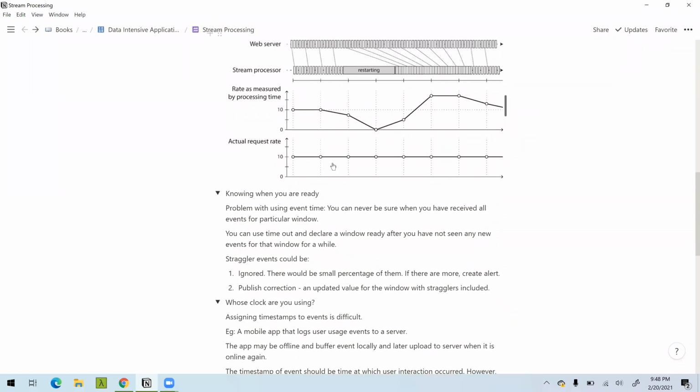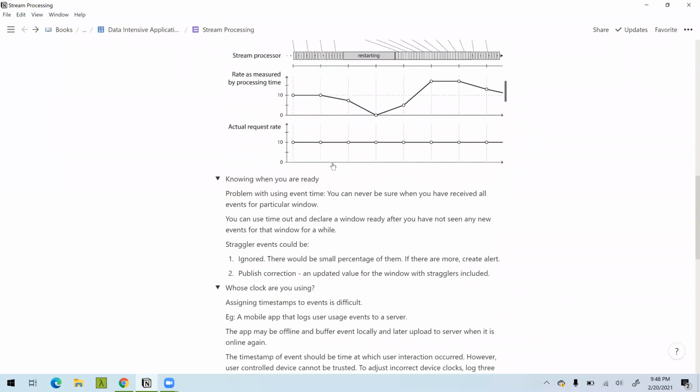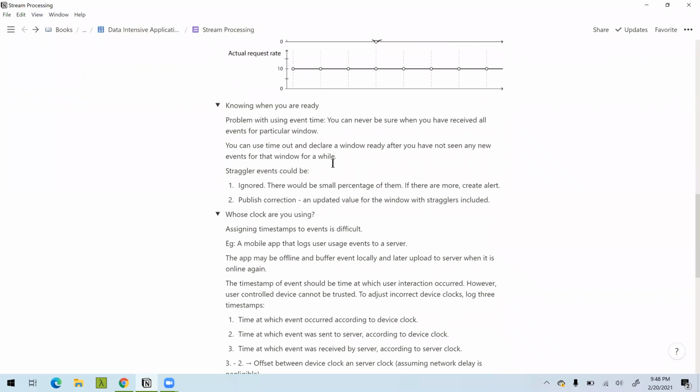Let's say you have a mobile app, right? That mobile app is logging the user's usage events to a server. So in my mobile app, I'm using the app, and whenever I click on something, it is sending that event to the server, saying that at this particular timestamp, this event happened, right?